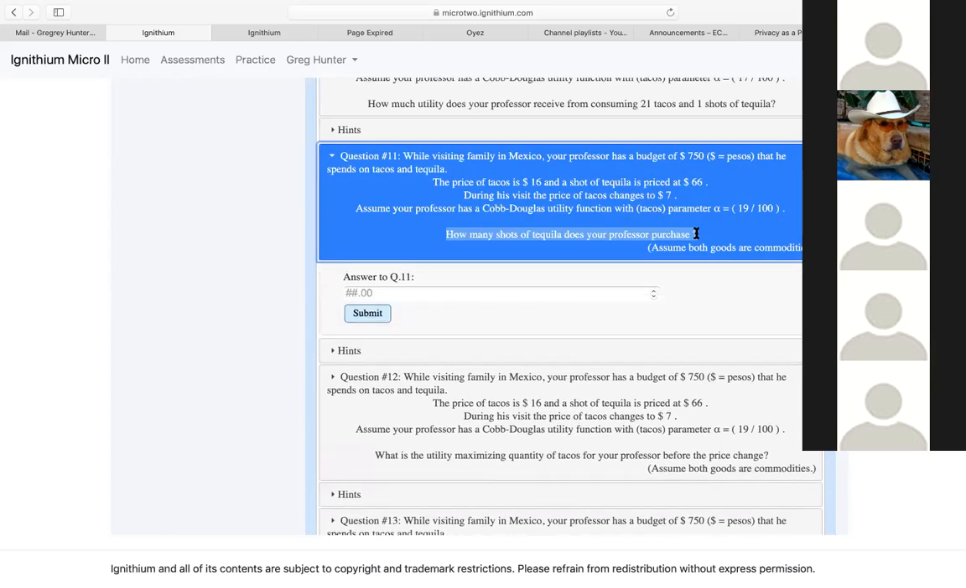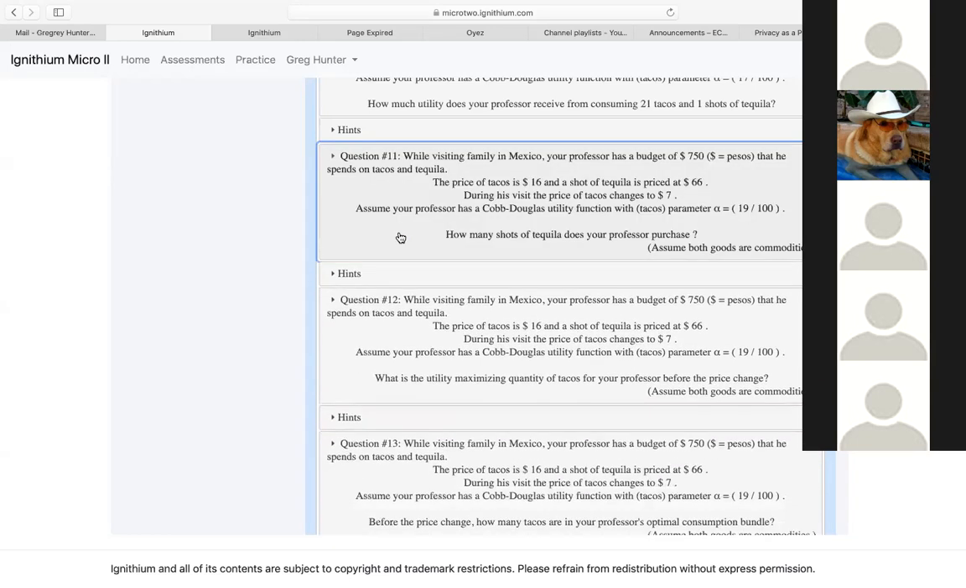"Hey, how many shots of tequila do you think the average person is going to buy down in Cancun this summer? Can you give us a best estimate?" Right? That sounds much more real world for sure.